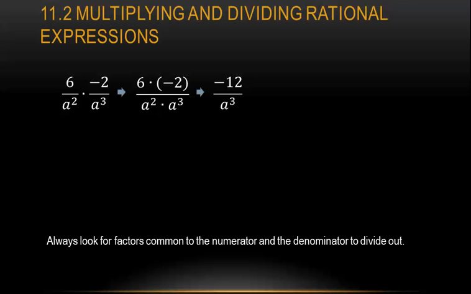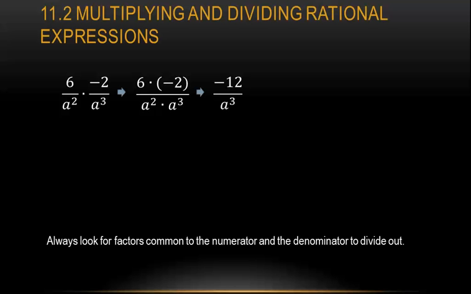And as I noted down here at the bottom, always look for factors common to the numerator and denominator to divide out. Basically, kind of like reducing the fraction. So here we have 12, and so basically numbers at the top and variables at the bottom, so they don't have any common factors. So this would be our answer.